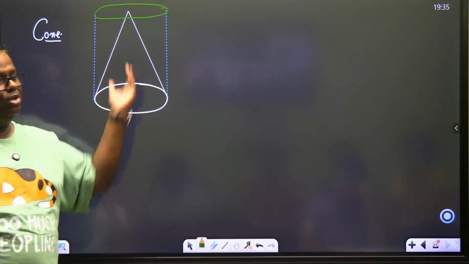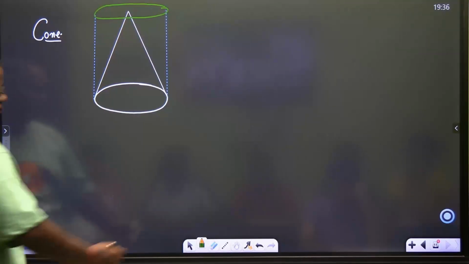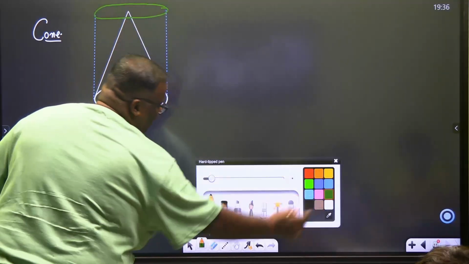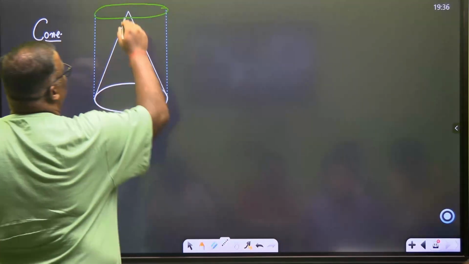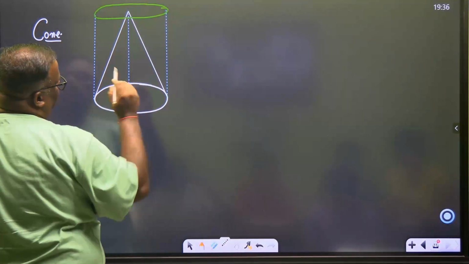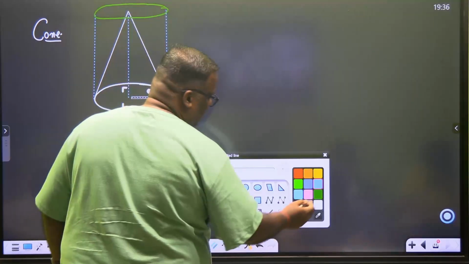One, two, and in the middle, it is cut out from inside and removed. Okay? So what will be the volume? Cone has got measurements. First, let us see what are the measurements involved in a cone. A cone will have a height, a radius, and also something known as the slant height.